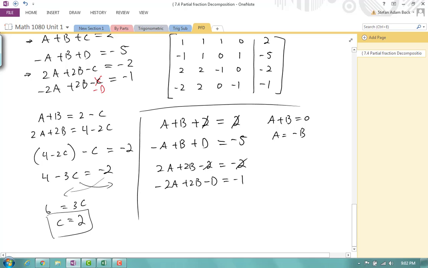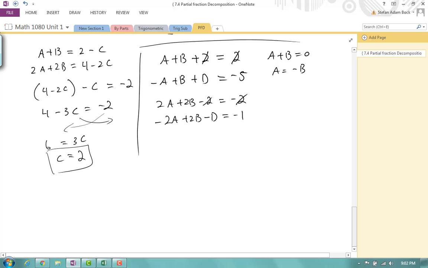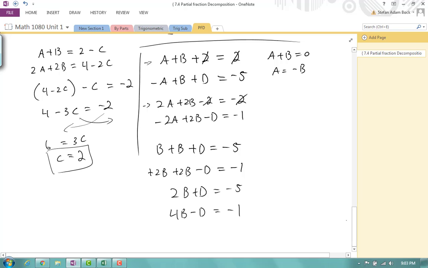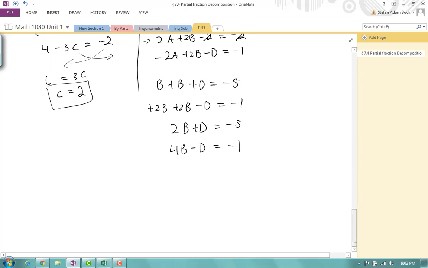So I'm going to substitute that into my equations and try to solve for a or b. It's not going to do any good to use the first and third equations again, because I used those to get this new equation, a plus b equals 0. So those are used up already. So I'm going to do it into the second and the fourth. A equals minus b, so minus a would equal b. So I have b plus d equals minus 5. And I also have 2b plus 2b minus d is equal to minus 1. So 4b minus d is equal to minus 1. And from these two equations and two unknowns, I have to solve for b and d.